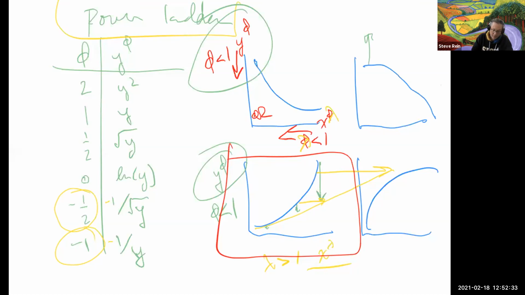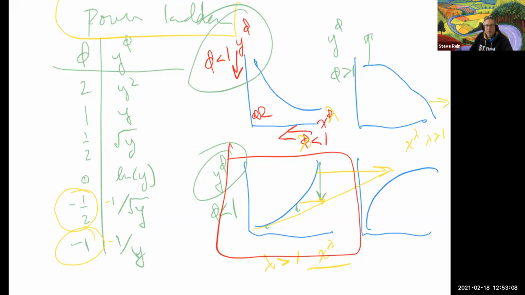Or if I were thinking maybe transform x, let's go with yellow to transform x. Let's take the values for x that are large and stretch them out. So I'm thinking maybe x to the lambda, where lambda is greater than 1, or y to the phi, where phi is greater than 1. Okay? So that's maybe the way I would pull that one off.